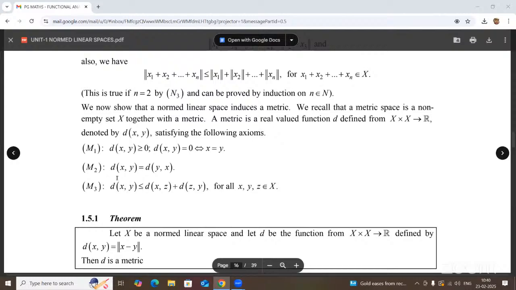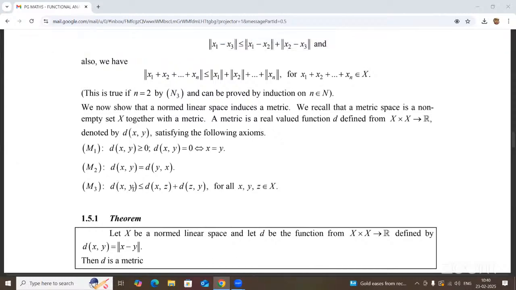Third condition: d of x and y can also be written as d of x and z plus d of z and y. That is the triangle part. We are taking z in between, so d of x and y can be written as d of x and z plus d of z and y, for all x, y, z being real numbers in a linear space, or capital X. Okay, that is the simple definition of a metric.